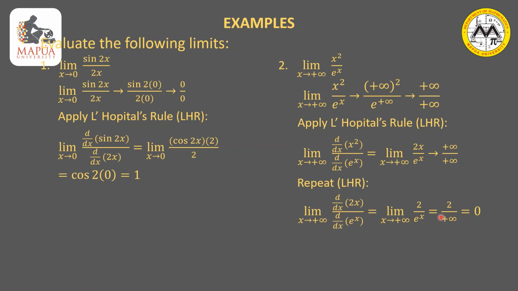0 is the limit of 2 divided by e to the x as x approaches positive infinity, and by L'Hopital's rule is also the limit of 2x divided by e to the x as x approaches positive infinity, and by L'Hopital's rule again is the limit of x squared divided by e to the x as x approaches positive infinity. So in conclusion, the limit of x squared divided by e to the x as x approaches positive infinity would be equal to 0.